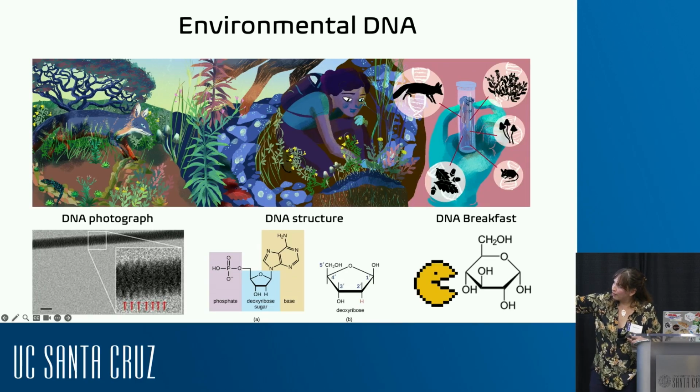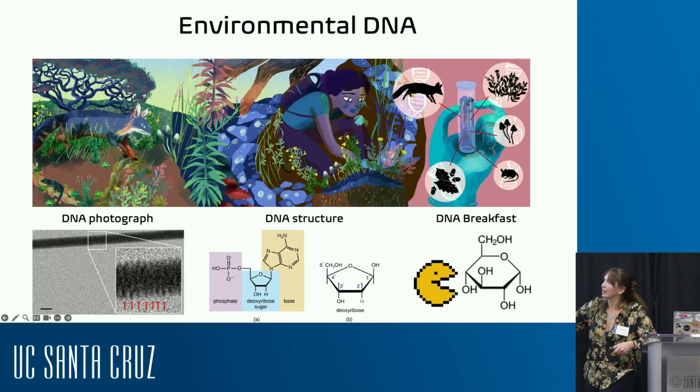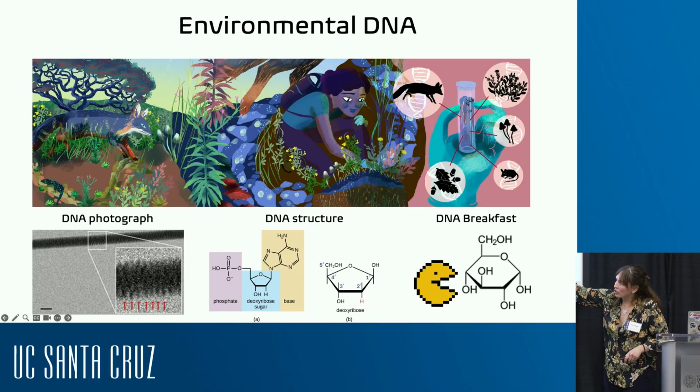But here's a recent photograph of DNA where you can actually see the double helix. I thought you guys might want to nerd out on that. And here's the structure of DNA, and you can see that deoxyribose sugar. And then this is glucose, and don't they look kind of similar to each other? And it's also called sugar, so you get it.